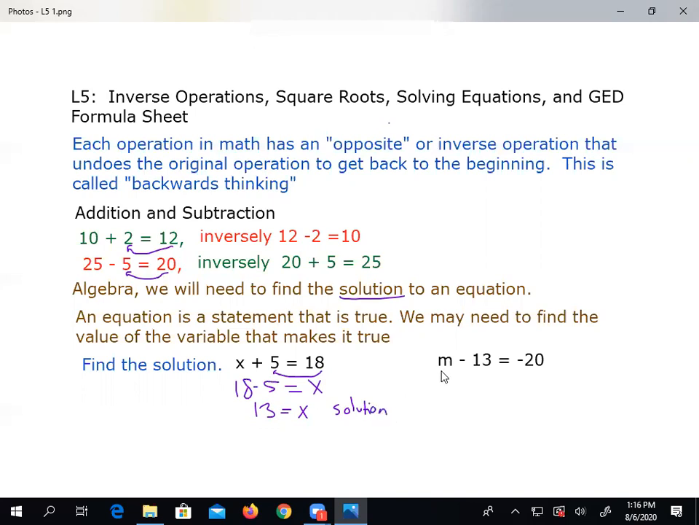So if I look at the equation m take away 13 to get negative 20, what I'm looking for is the value of m that makes this true. Instead of looking at it as a subtraction problem, I can use backwards thinking, and I can say negative 20 add 13, and that should get me back to what m is.